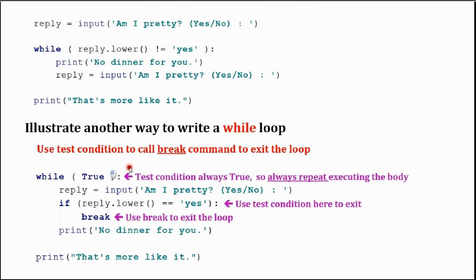So if you ask the user, "Am I pretty?" and they say no, you will skip and come down and say "No dinner for you." Then you repeat. Since it is always true, you ask the question again. So it keeps repeating until the user says, "Yes, you are pretty." So once the user replies yes, you will break and it will come down and print "That's more like it."